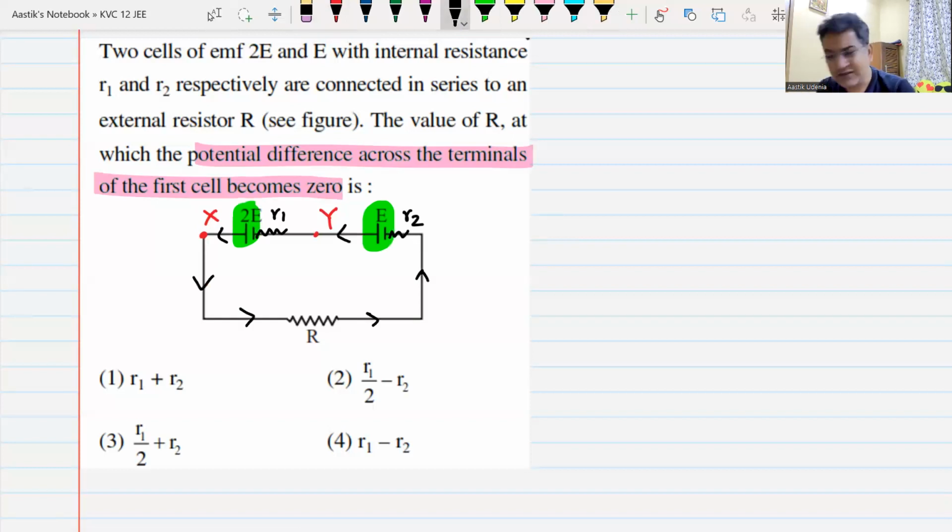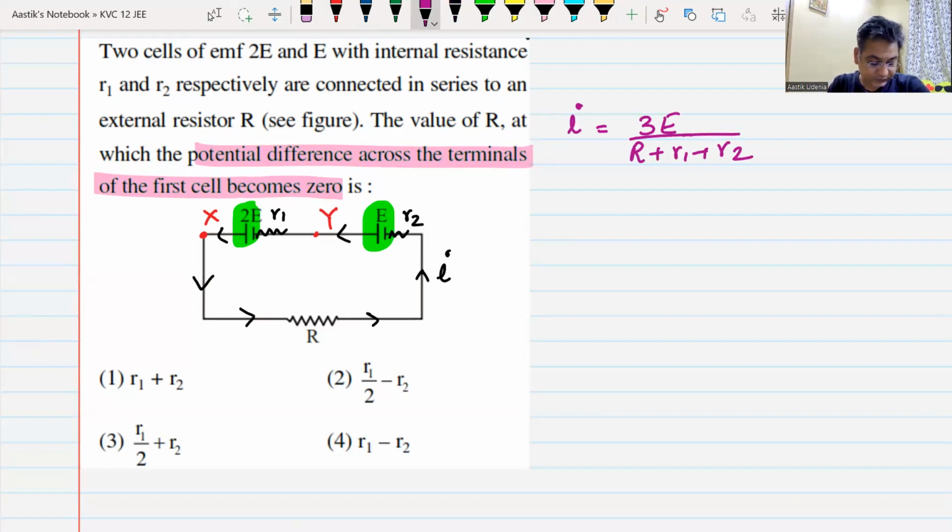Sir, you don't have to write Kirchhoff's law and this and that. You can straight away write the value of current. What will be the value of current if I call it I? You don't have to write the loop law. If there's a single circuit, you can simply do it. Even if I apply Kirchhoff's law, I'll get the same answer. What will be the value of I? Both the batteries will get added up, divided by R plus small R1 plus small R2, so 3E by R plus R1 plus R2.